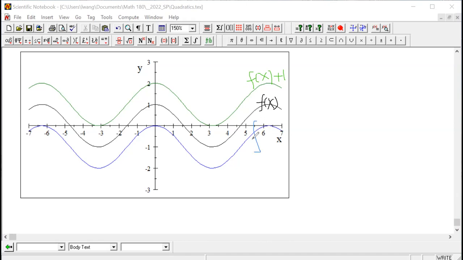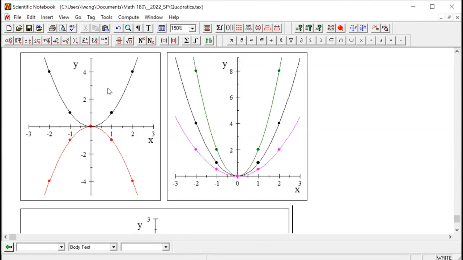And this minus 1 is on the output. We emphasize it's on the output. You can see all of these operations we have done. This one is on the entire output. We put a negative sign in front of the entire function.